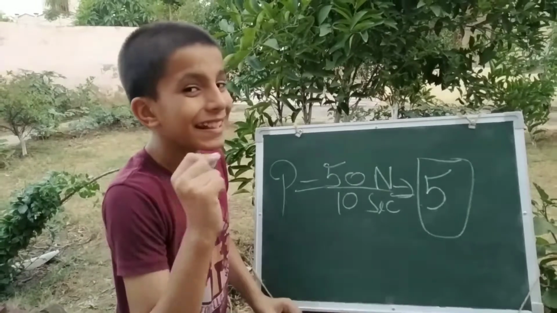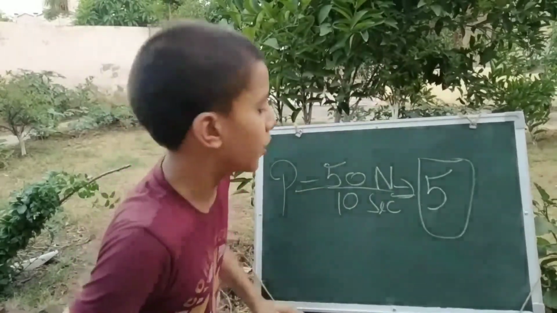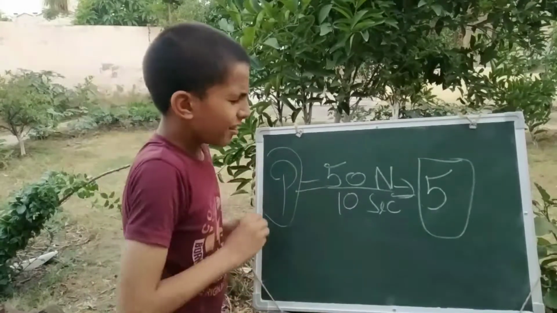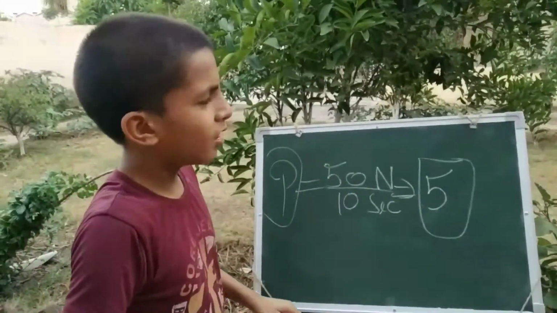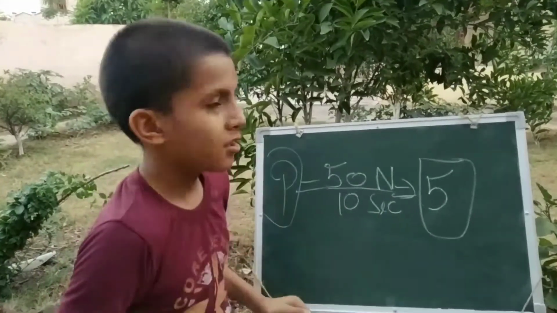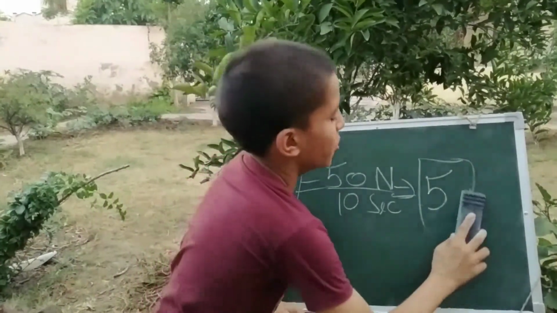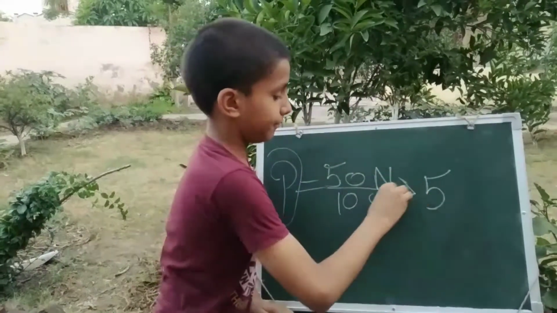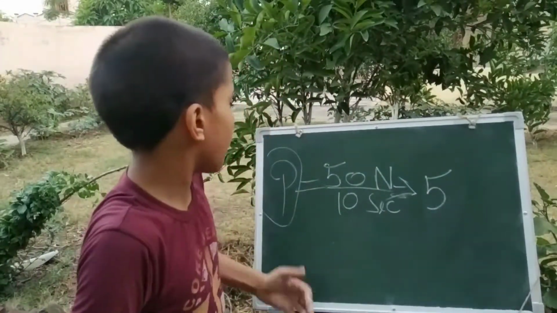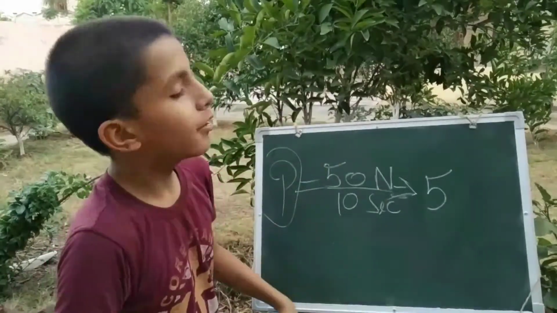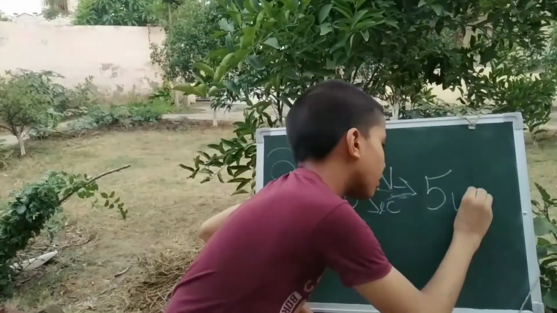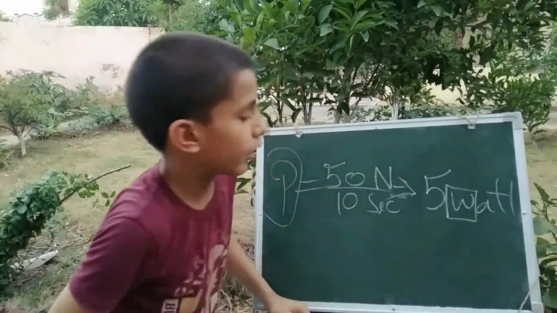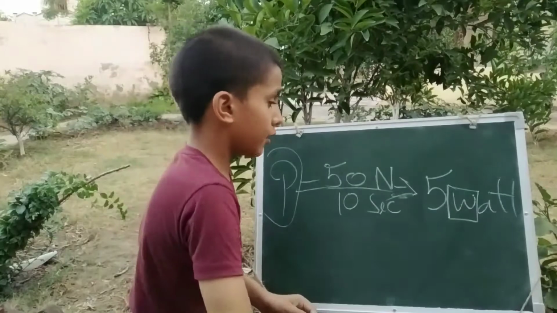But there is something missing in the answer. What thing is missing? That is our SI unit. What is the unit of the power? It is joule, isn't it? No. The SI unit of power is watt. The symbol of watt is W. Okay, we can use that W.